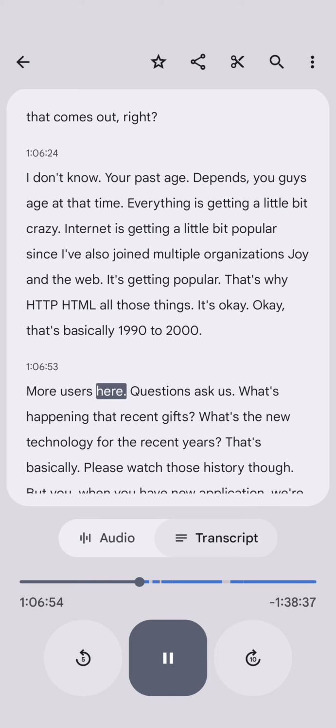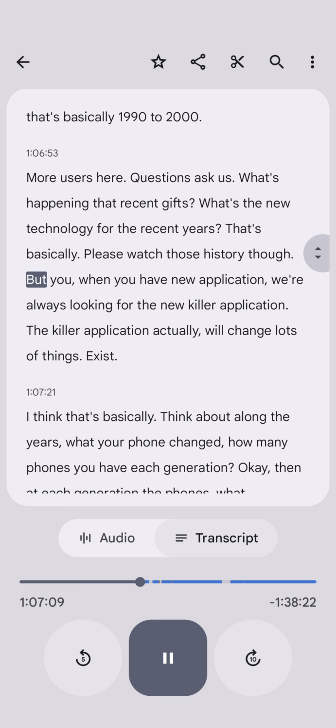More users here. Question: what's happening in recent years? What's the new technology in recent years? Please watch that history. But when you have a new application, we're always looking for the new killer application. The killer application actually will change lots of things. Make sense?